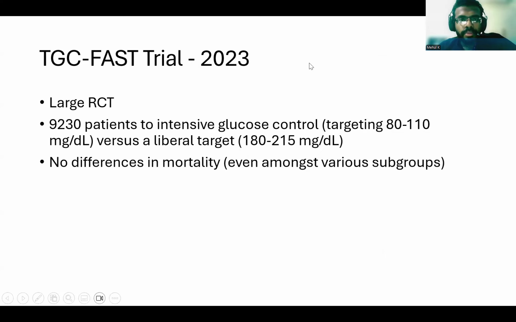So now coming to the most recent trial, that is the TGC-FAR trial in 2023. This was done by the same people who did the initial trials, the Leuven surgical trial and the Leuven medical trial. This time it was a larger RCT. They brought in more patients, 9,000 patients. They compared an intensive control arm, again 80 to 110, versus a more liberal target of about 180 to 215. And this time around they found no differences in mortality even amongst the various subgroups.